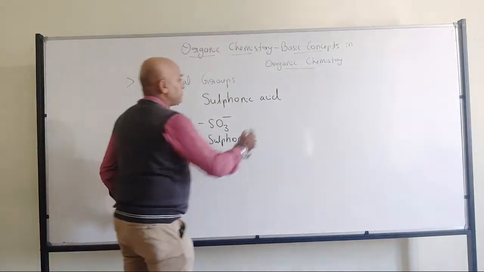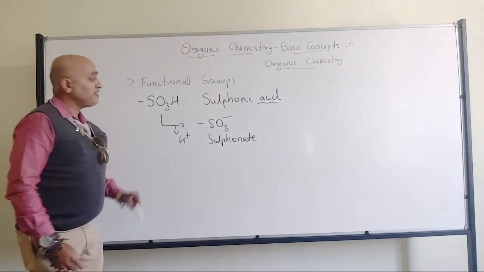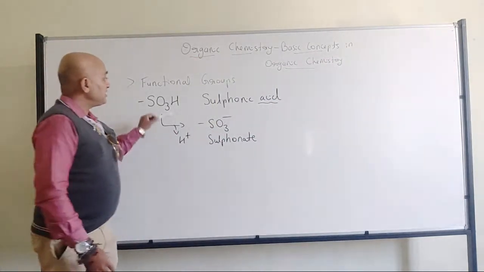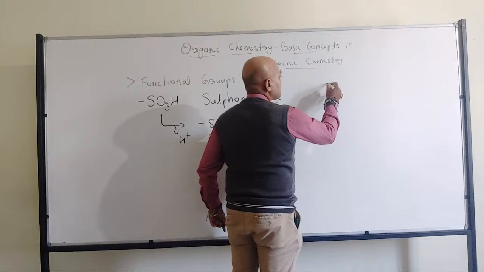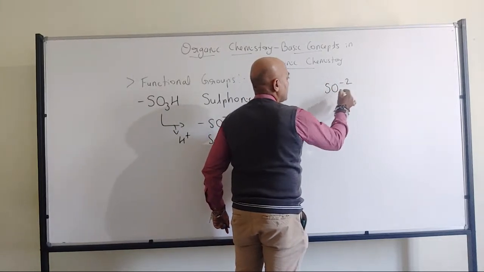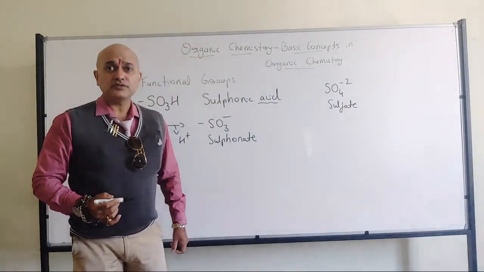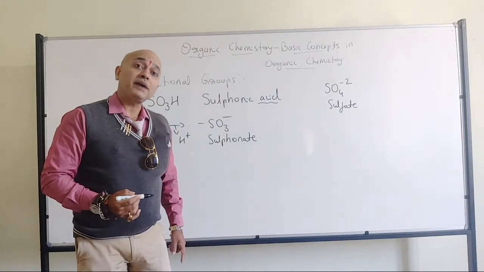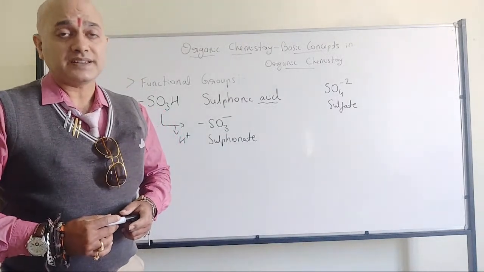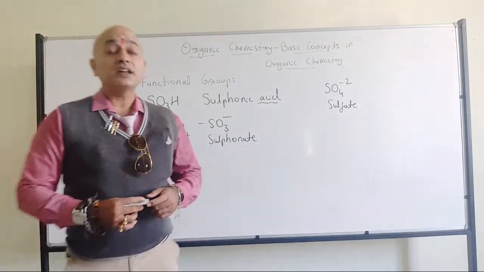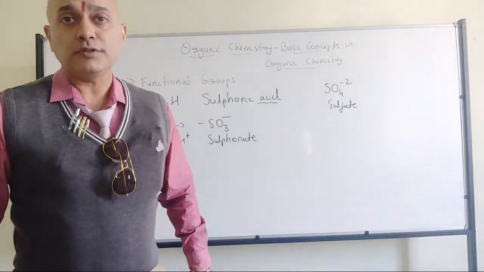Fine? So when I am talking about sulfonic acid, why is it called an acid? Because there is a release of H plus. Now it can be dissociated as sulfonate. Don't get confused. We have SO4 minus 2, that is sulfate, which we will observe when sulfuric acid is dissociated. Here it is SO3 minus 1, sulfonate. So that's the functional group, another functional group.